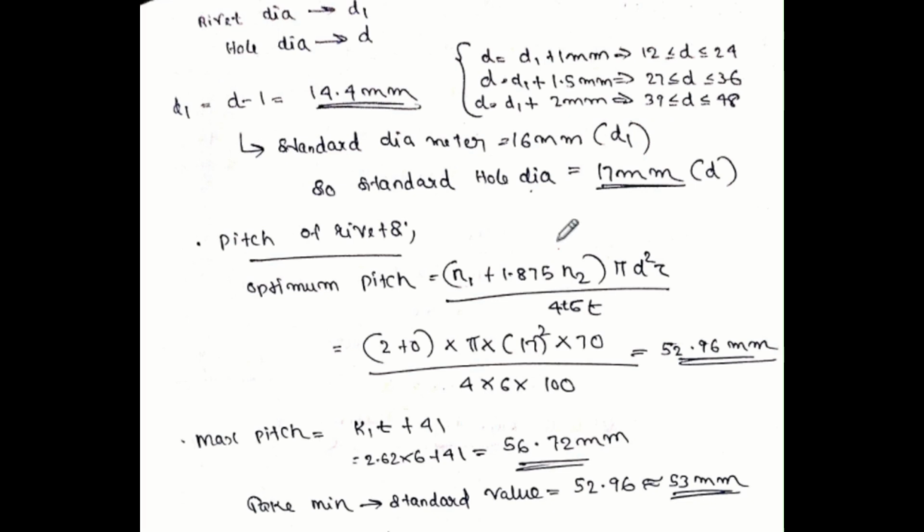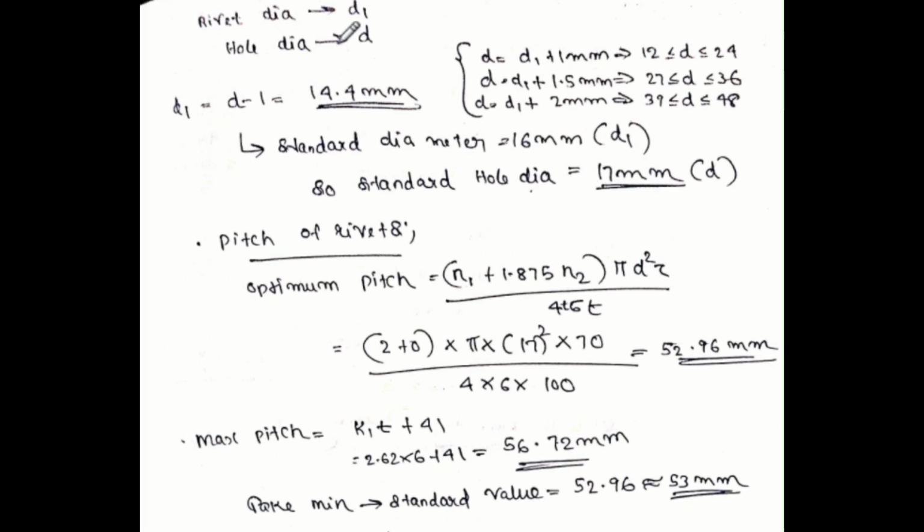So how do you find the standard hole diameter? You just use the same equation, and you get small d as 17 mm. So the actual standard hole diameter is 17 mm. Okay, so the next step for designing is to find the pitch of the rivet.